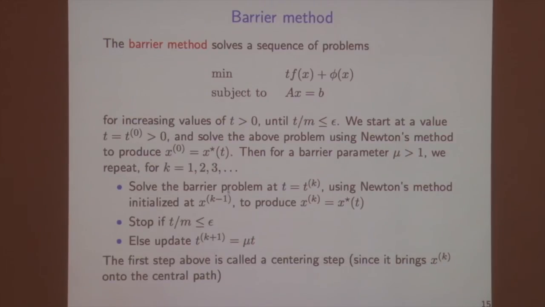The first step we call the centering step, because it brings the iterate onto the central path. Again, it's just terminology. I might also sometimes call this the inner loop. Inner iterations are iterations of Newton's method. Outer iterations are iterations of this algorithm, just to be clear.